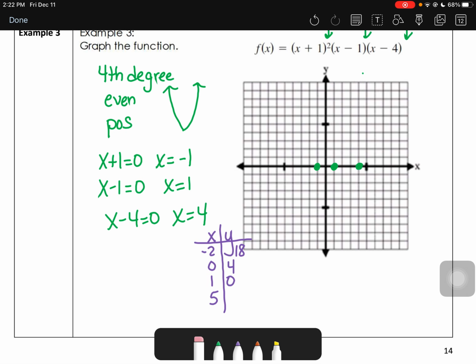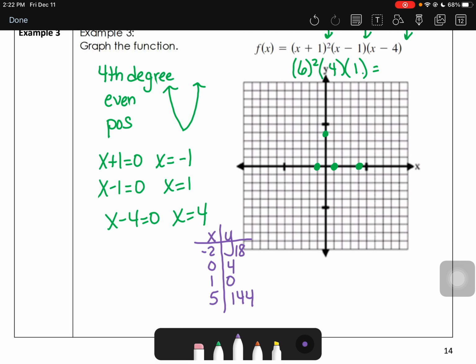Now we're going to plug in a 5. 5 plus 1 is 6, so we have 6 squared. 5 minus 1 is 4, and 5 minus 4 is 1. 6 squared is 36. 36 times 4 is 144. So that is quite large, and that'll be off the graph. All right, so when we're graphing, we have -2, +18, which is way off the graph. We have 0, 4. We have 1, 0. And we have 5, 144.